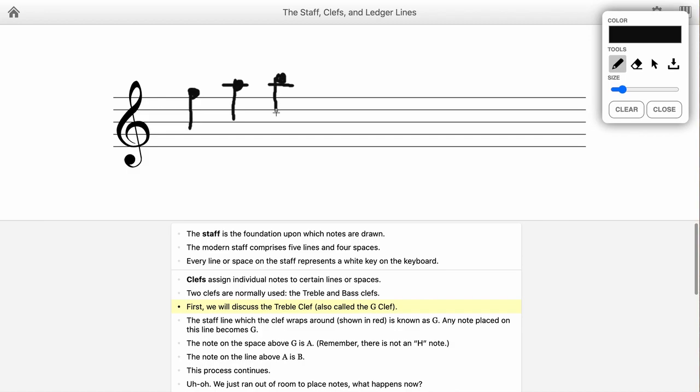Could we keep going? Yes, we can. But now we need a second ledger line if we want to go higher. So we draw another ledger line and put a note on it. That note becomes a C.